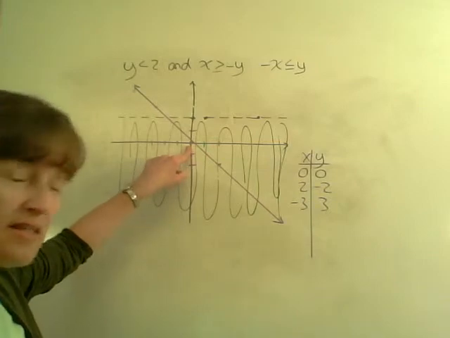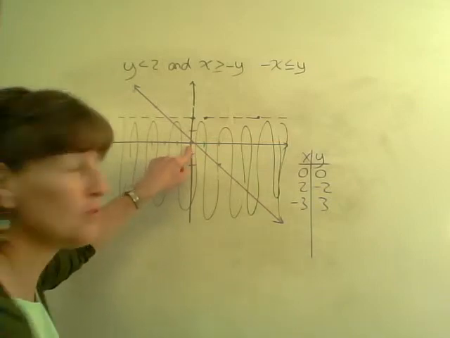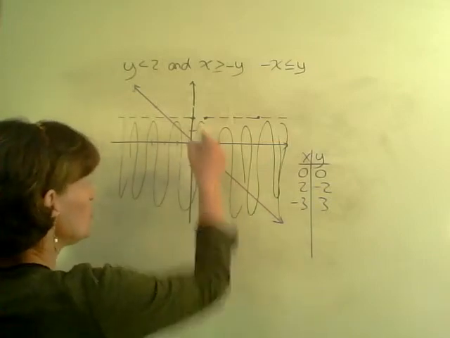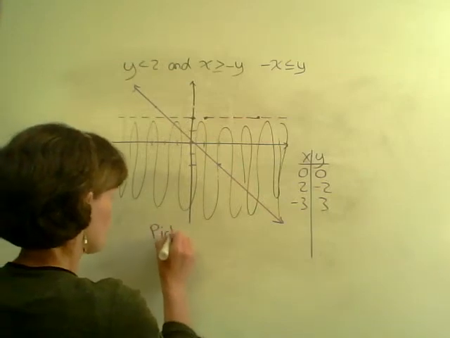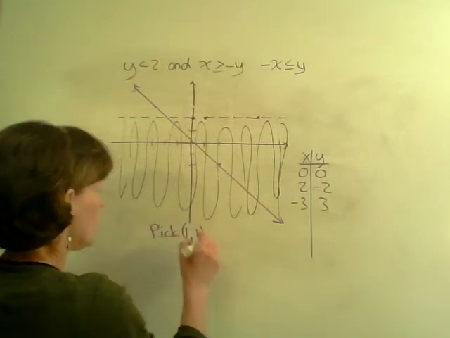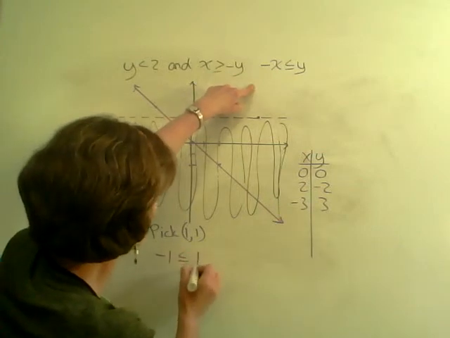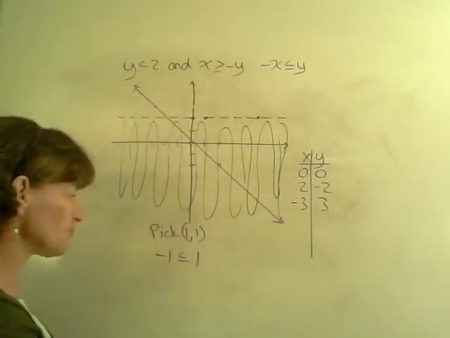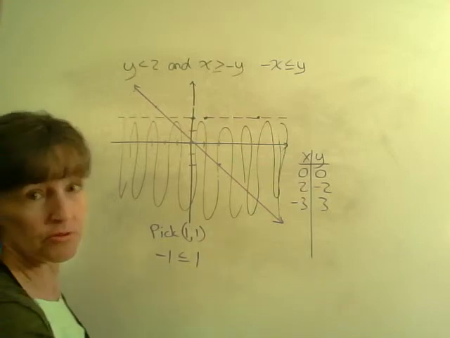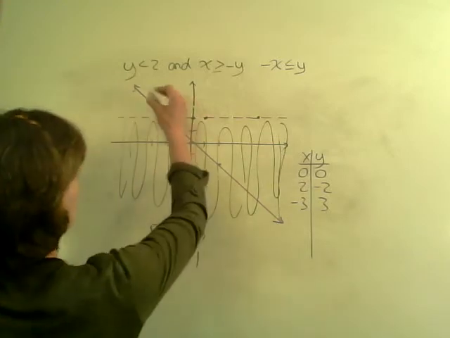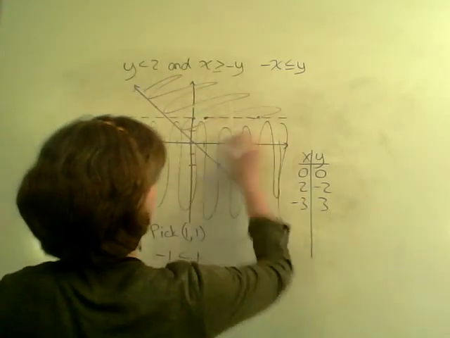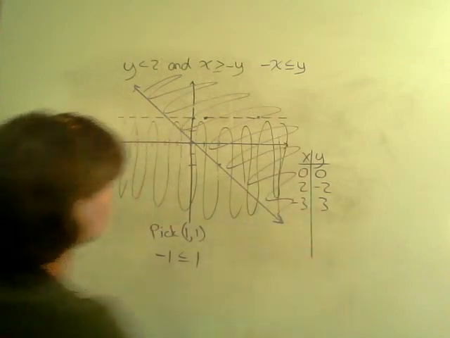So when I want to shade this line, I can't use the point 0, 0 to figure out which side gets shaded. I'm going to use the point 1, 1. All right, so we're going to put 1, 1 into this. Negative 1 is less than or equal to 1. Is that true? Yes, that is true. So we are going to shade this area of the purple line.